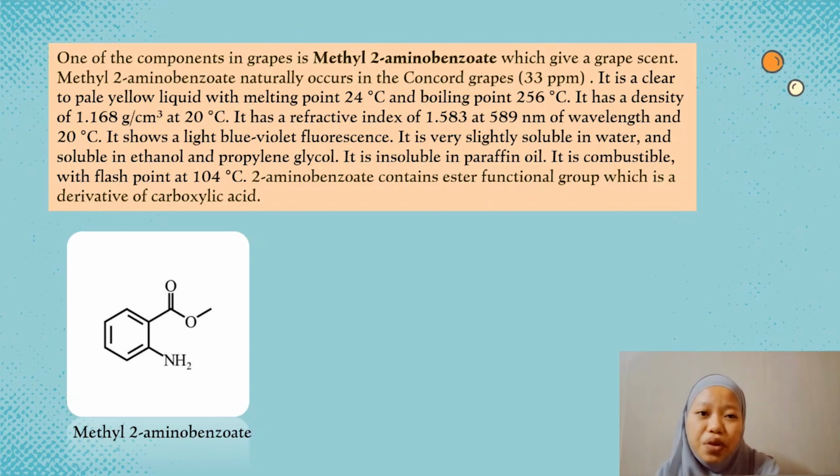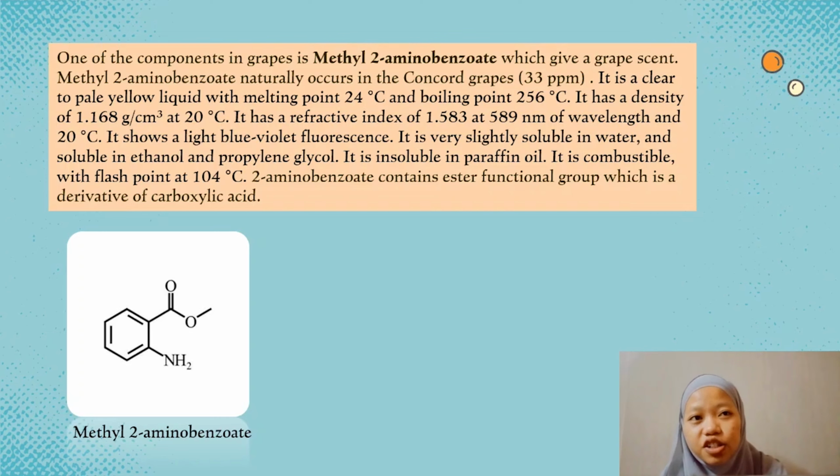So methyl 2-aminobenzoate shows a light blue violet fluorescence. It is very slightly soluble in water, but soluble in ethanol and propylene glycol. It is insoluble in paraffin oil. It is combustible with a flash point of 104 degrees Celsius, and methyl 2-aminobenzoate contains an ester functional group, which is a derivative of carboxylic acid. So move to the composition of the plant.